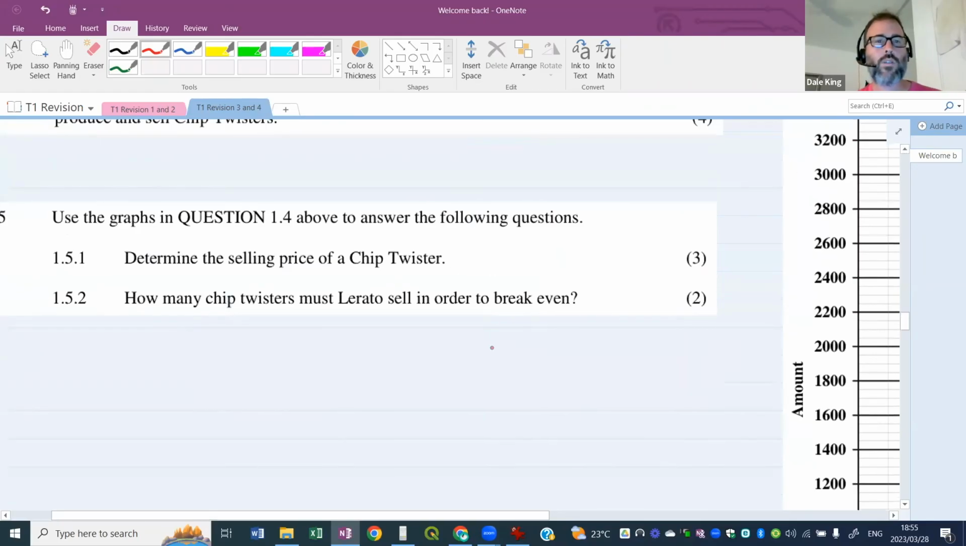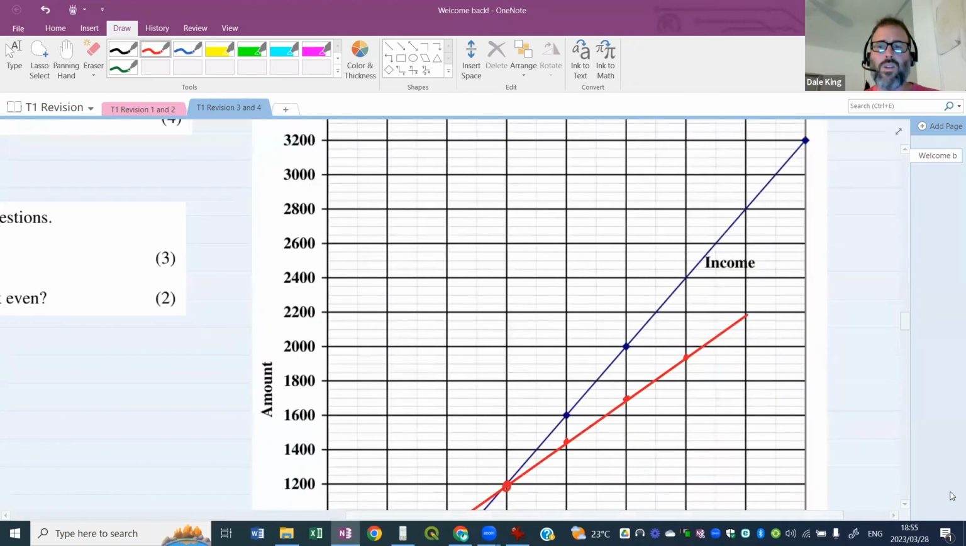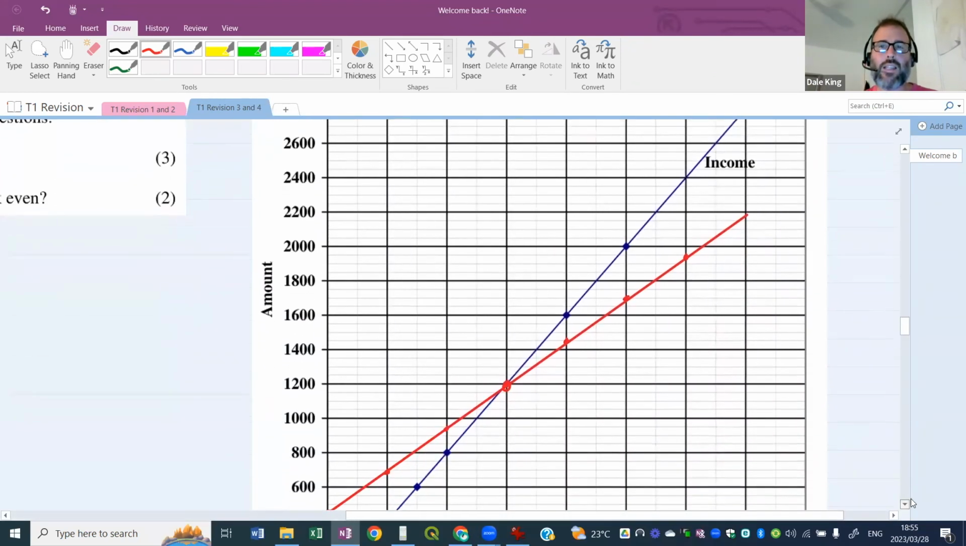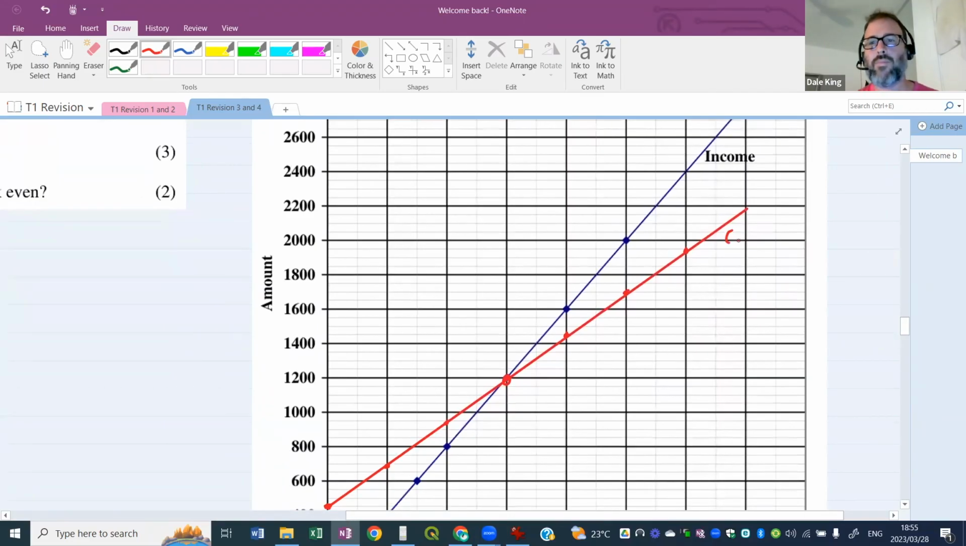Here come some questions. We'll try to do 1.5.1 after 1.5.2, but I want to have a look at 1.5.2. How many chip twisters must Lorata sell in order to break even? Because as a businessman, this is the critical point, a businesswoman, sorry. Now, what is break even? Can someone please tell me, what does break even mean? Can anyone turn on their mic? Raise your hand. Sakile.